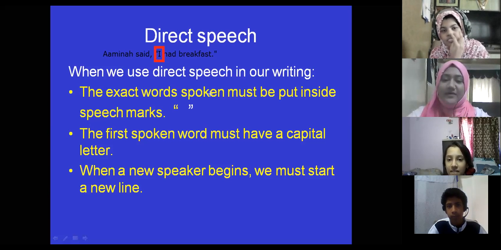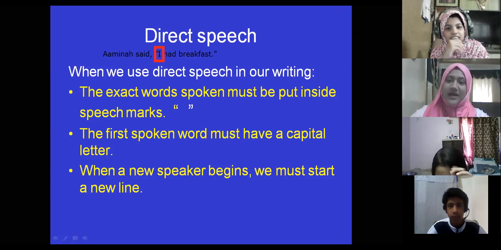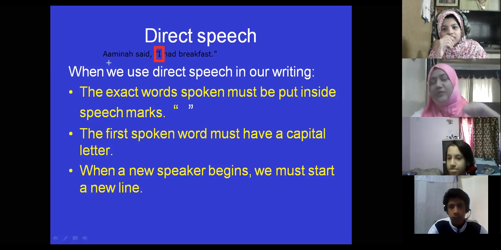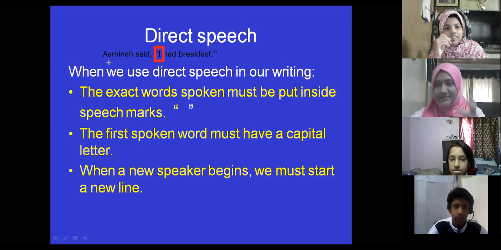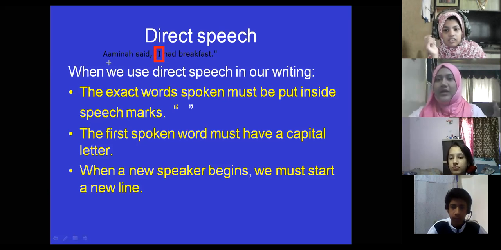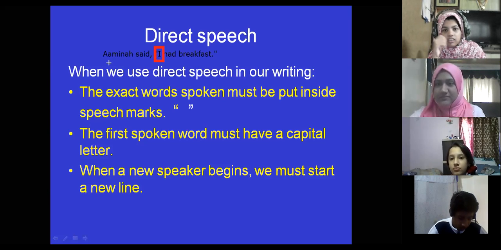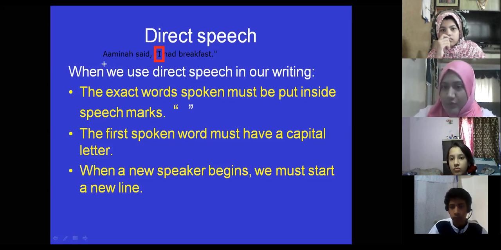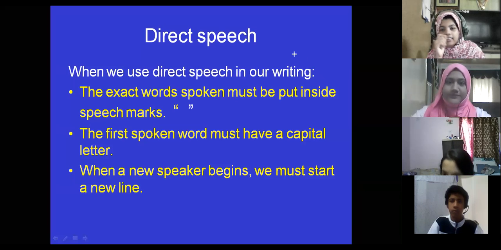Now, when the speaker begins, we must start a new line. If Amina says something else, I'm going to begin from a new line. If she says, apart from the breakfast, I had breakfast, and I got ready for the class, if she says, I got ready for the class, I'm going to start with a new line, because that will become another dialogue of hers. Are you getting me? Yes, ma'am.